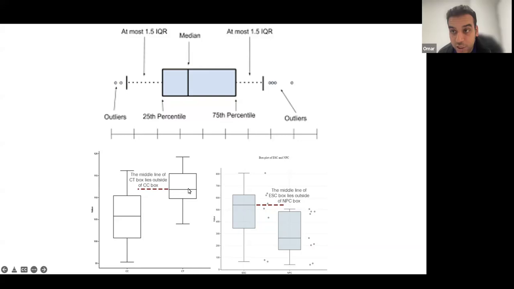And so it's the median. If the median of one group lies higher, lower, whatever, different or outside the upper quartile or the lower quartile range, then you can probably make an inference that there is a statistically significant difference. Okay? Does that make sense?